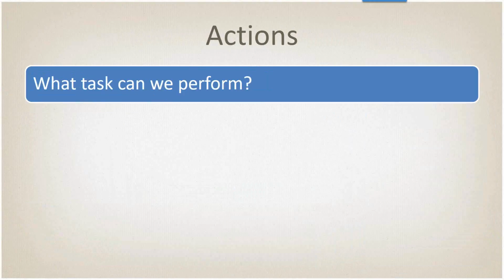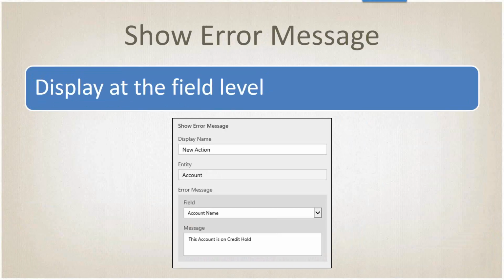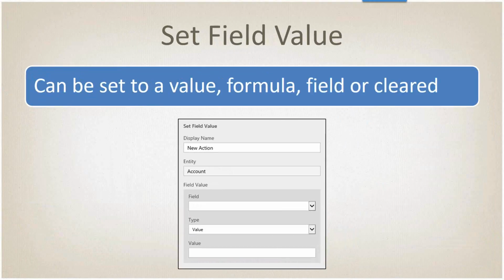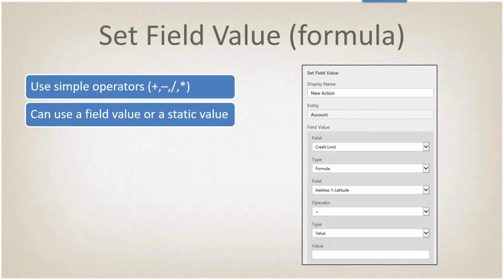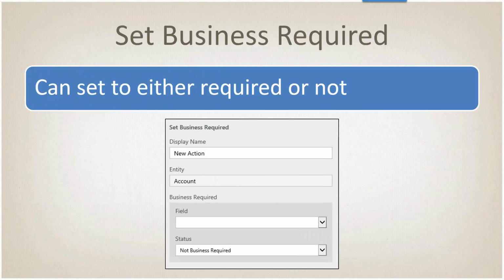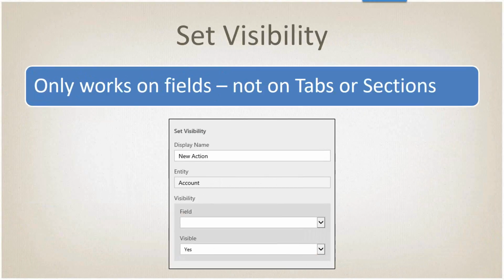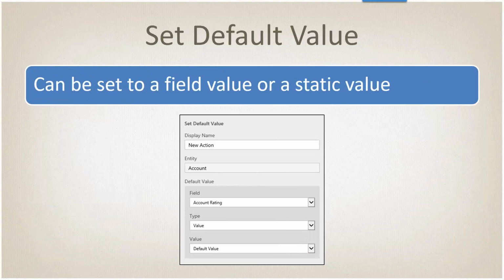So what actions can we perform? We can show an error message at the field level. We can set the value of a field. We can set it to a formula or to just a static value. We can change the requirement level. So we have, of course, required, not required, and recommended, or optional as they call it now. Visibility you can also set, but it only works on a field. So you cannot set the visibility of a tab or a section at this point in time. That would be a really neat feature if they could do that.